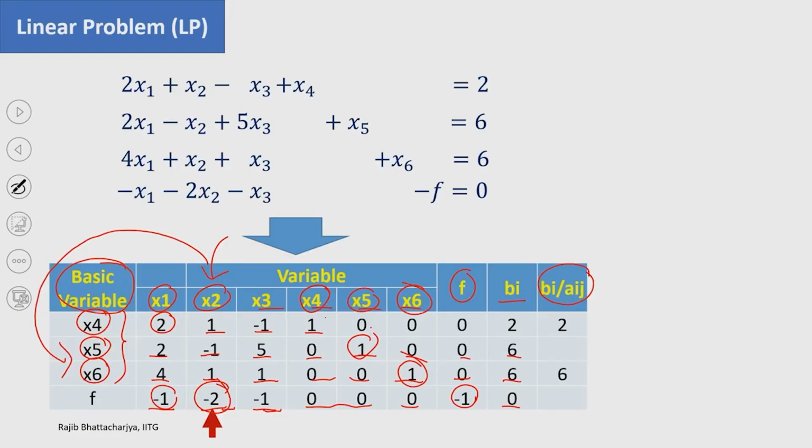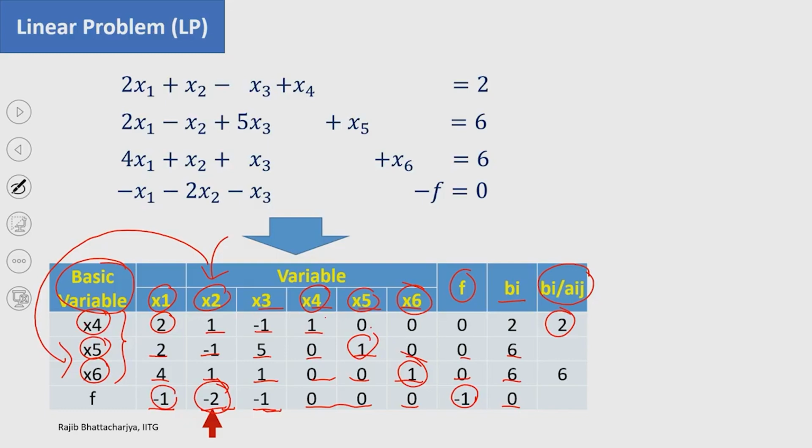Then we have to take a decision whether x4 is going out, x5 is going out, or x6 is going out. Okay. So, which one will be replaced by x2? So, x4, x5 and x6. Out of that, one will be replaced by x2, but which one? So, what will we do? We will calculate the ratio. Okay. So, bi by aij.